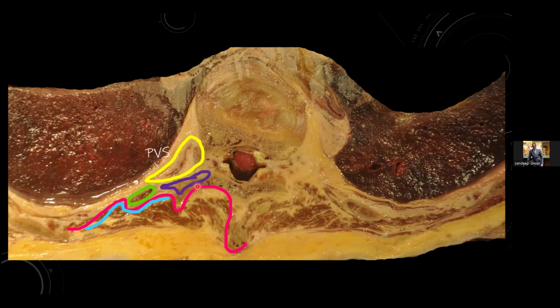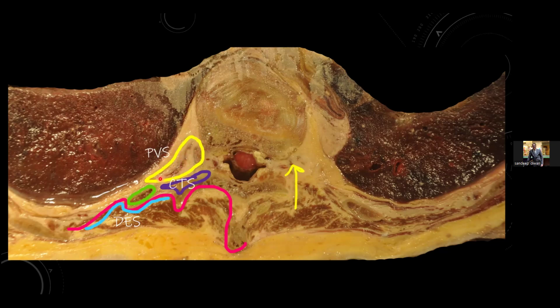Then you have another space, which is the costotransverse space, which would be better seen in sagittal sections, which we are going to see. And then we have the deep erector spinae plane. I call it the deep erector spinae plane because this is the terminology I have used in my article. So the blue line is the deep erector spinae plane. The purple is the costotransverse space, and the paravertebral space is this particular space.